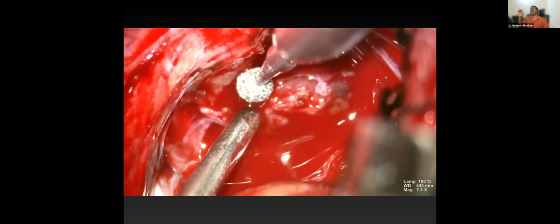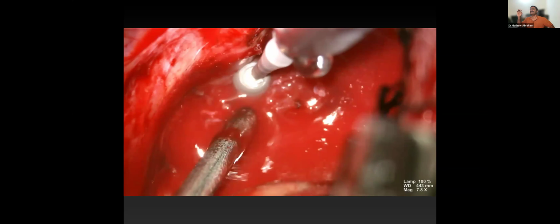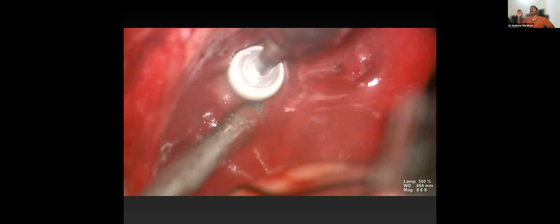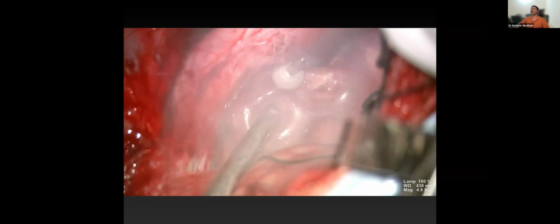Easily separated, cutting the dura on the edge. The diamond drill is one of the safest tools in neurosurgery. The juniors can practice drilling their nails with the diamond drill, and you'll know how safe and how controlled it is.